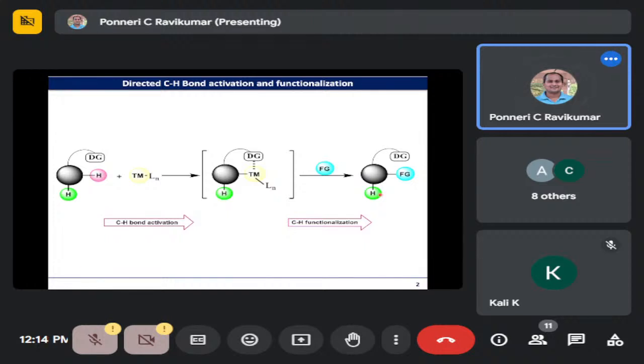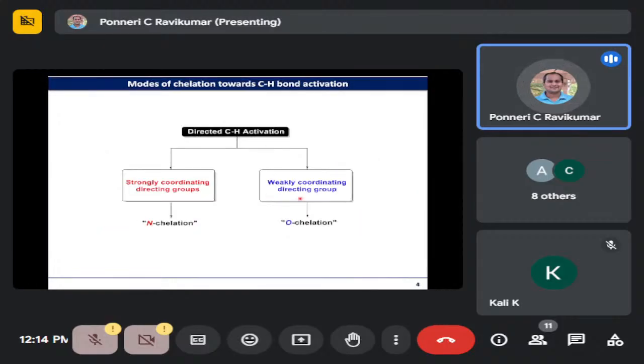So in the last slide, I showed something called DG. DG means directing group. In the next slide, I want to differentiate what different directing groups are available. There are strongly coordinating directing groups available, and there are weakly coordinating directing groups available. We can use either one of them. But in the next couple of slides, I will tell you why a weakly coordinating directing group is better than the strongly coordinating directing group.